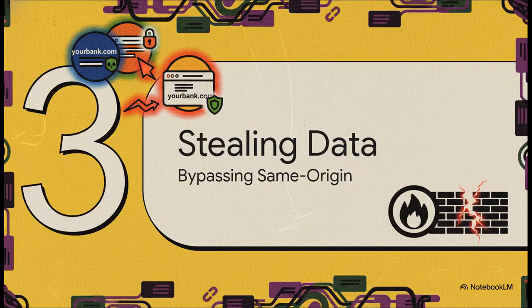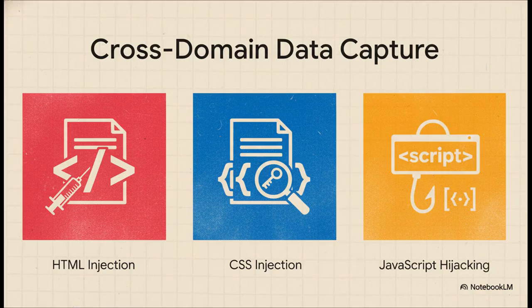Problem solved. Okay, now we're going to shift gears and look at attacks that try to break one of the core security rules of the entire web, the same origin policy. Now, this policy is basically the digital wall that's supposed to stop a sketchy website like evil.com from reading the data on your open tab for yourbank.com. But that wall has some cracks. So how do attackers peek over that wall to steal things like, say, a secret CSRF token? We're going to look at three main techniques: HTML injection, a really clever one called CSS injection, and JavaScript hijacking.